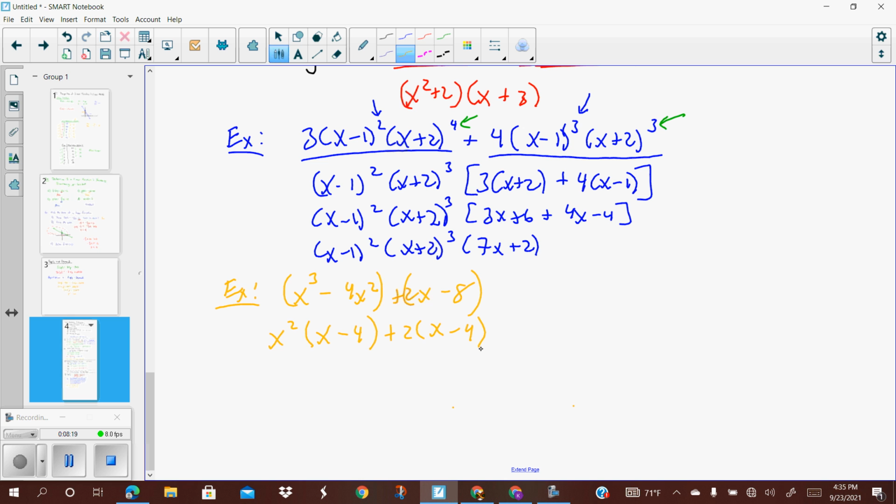That's what I was hoping for. What we were hoping to see, this goes back to our first example, is that now I have 2 quantities in these parentheses which are identical. Those are now the common factor. I can factor out the common factor of x minus 4. If I take the x minus 4 out of this piece, that leaves me with x squared. If I take the x minus 4 out of this piece, that leaves me with plus 2. And now that is completely factored using the grouping method.